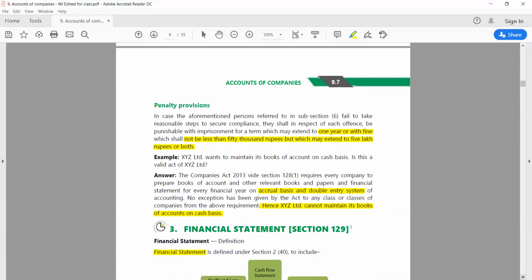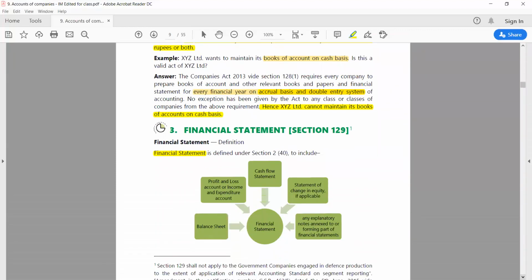Penalty will be there. And ensure your books of accounts should never be on cash basis. See the point here. This point is given as an example. It should not be maintained on cash basis. It should be maintained on accrual basis. Every financial year, on accrual basis and double entry system only we should maintain. Simple example, so you can remember that.